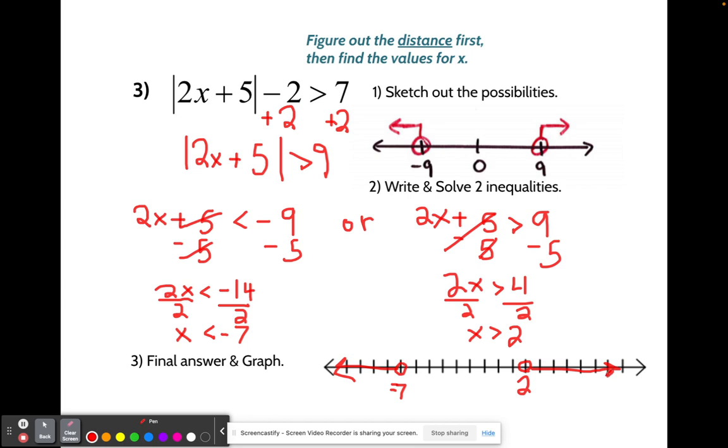So in this case, 0 shouldn't work. If I put a 0 here, 2 times 0 is 0, plus 5 is 5. The absolute value of 5 is 5, minus 2 is 3. That is not bigger than 7. But if I grab 3, 2 times 3 is 6. 6 plus 5 is 11. The absolute value of 11 is 11. Minus 2 is 9. 9 is larger than 7. So that works. Always good to test them out to make sure your pictures go the right direction. And this is my final answer. x is less than negative 7, or x is greater than 2.